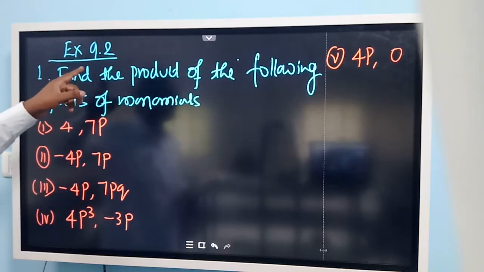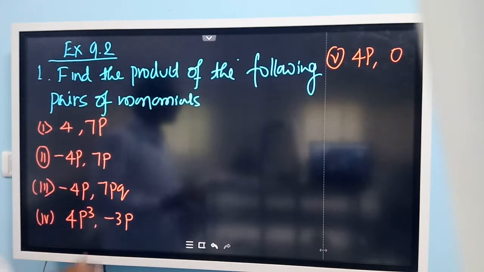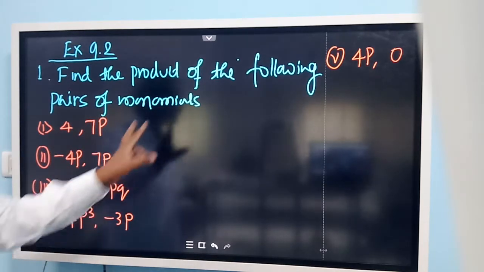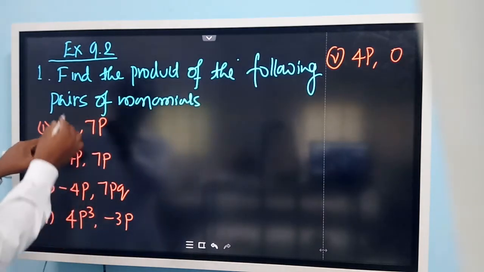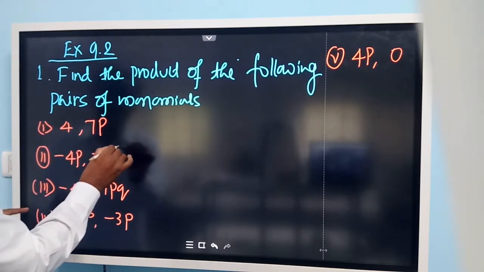Look at this question, exercise 9.2. Find the product of the following pairs of monomials. All these pairs that we are having here are monomials only. 4 is a monomial, 7p is a monomial. So now let us multiply this.